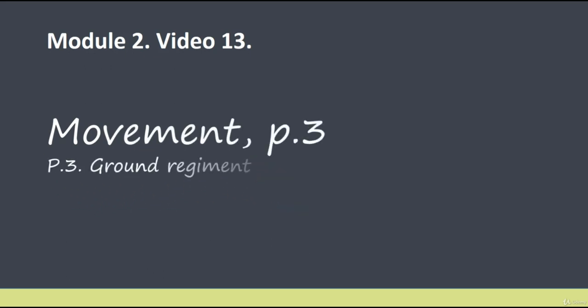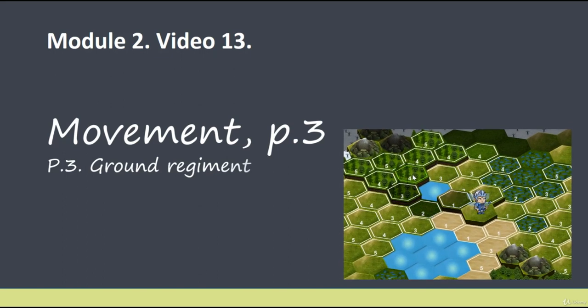In this video we are going to talk about how ground regiments will move. Ground regiments will go around the mountains and water hexes. A hero will slow down, passing the desert, and will stop when it gets into the swamp. We will learn how to rotate a hero horizontally.